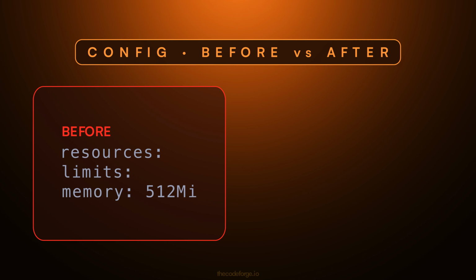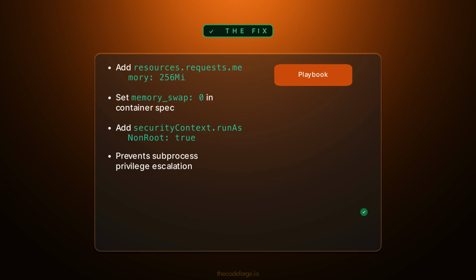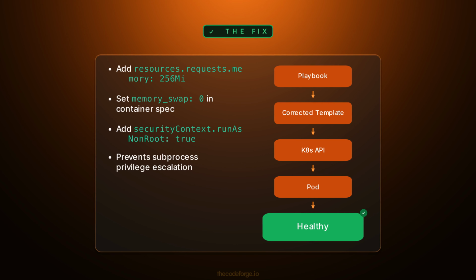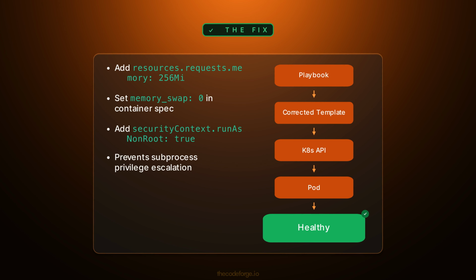The Jinja2 template omitted resources.requests.memory, causing Kubernetes to set requests equal to limits, which allowed a subprocess to consume host memory. The fix was to add resources.requests.memory: 256 MB explicitly and set memory swap: 0 in the container spec. Also added securityContext runAsNonRoot: true to prevent subprocess privilege escalation. This resolved the incident and prevents recurrence.